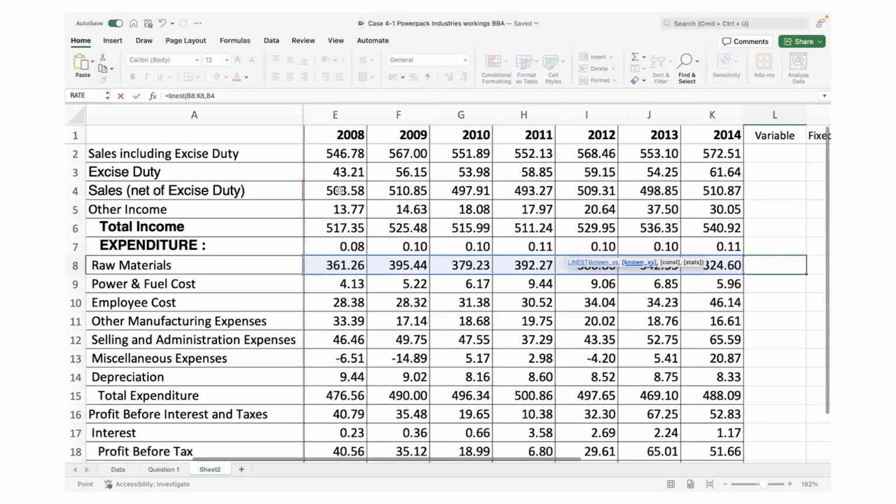So, 72% of the sales is raw material cost, which is a variable component. Earlier also we saw it was around 72%. Raw material cost is around 70 in the recent year, it has come down, but otherwise on average it is 72%.